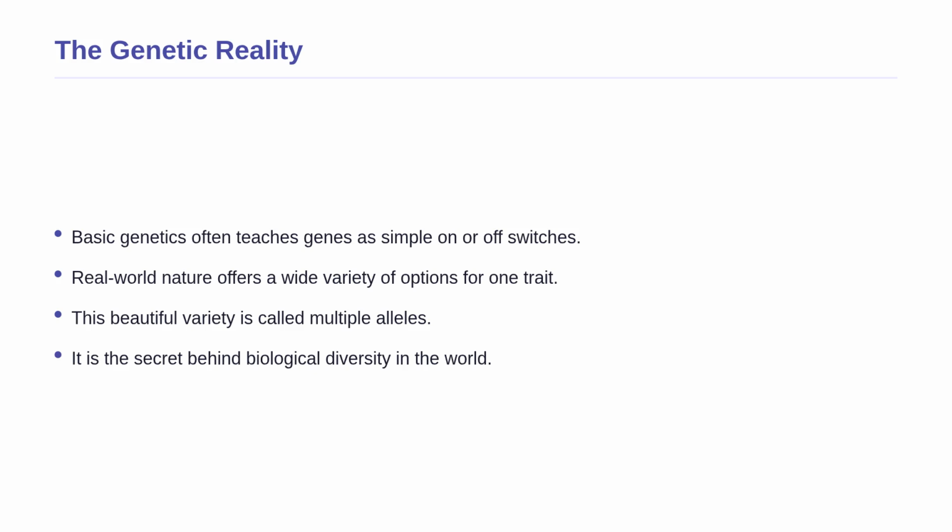Building on our car analogy, let us look at how this applies to living organisms. While introductory biology might teach us that a gene only has 2 versions, perhaps a dominant and a recessive form, the reality of nature is far richer. For many traits, there are not just 2 options, but a whole menu of genetic variations available. This beautiful variety of options for a single trait is exactly what we call multiple alleles. It is the fundamental secret behind much of the biological diversity we see in the world around us, allowing species to adapt and thrive in countless different ways.